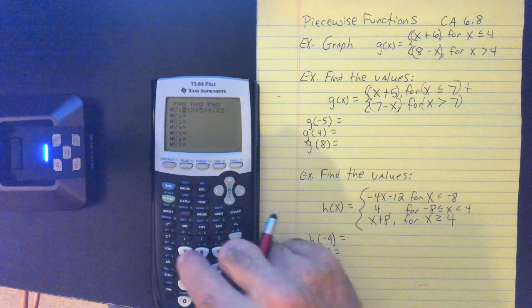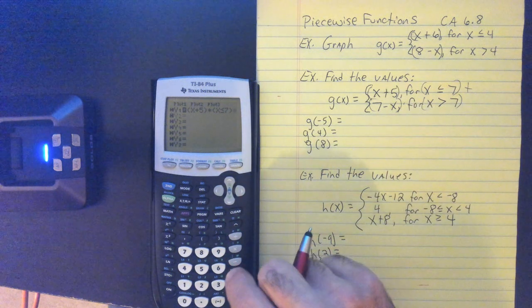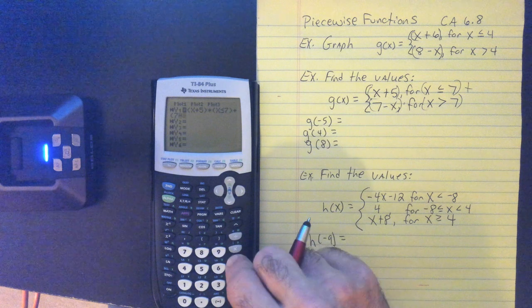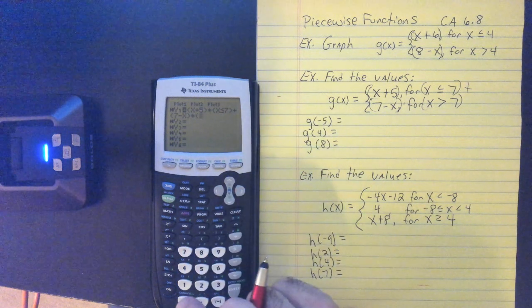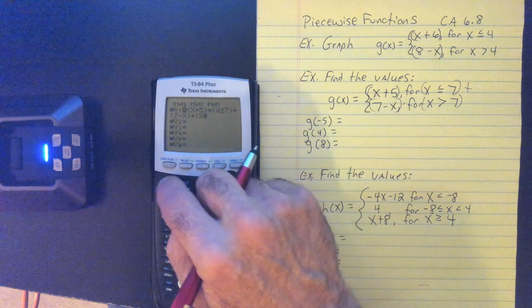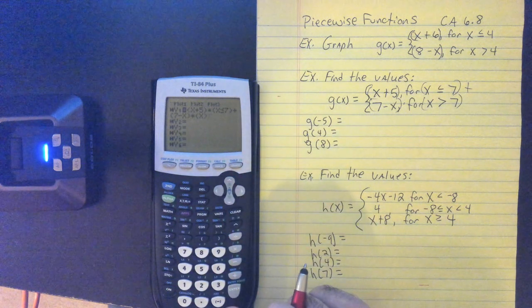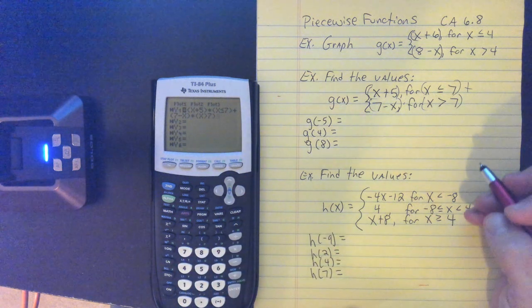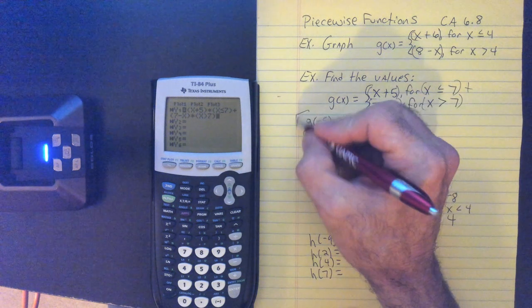Hit enter. 7, close parentheses around that condition, and then plus next equation in parentheses, 7 minus x, close parentheses, times its condition in parentheses, which is x second math to get that greater than, and I believe that was number 3, and then 7, close parentheses. Now I'm not worried about the graph on that. What I want to do is go find these function values.